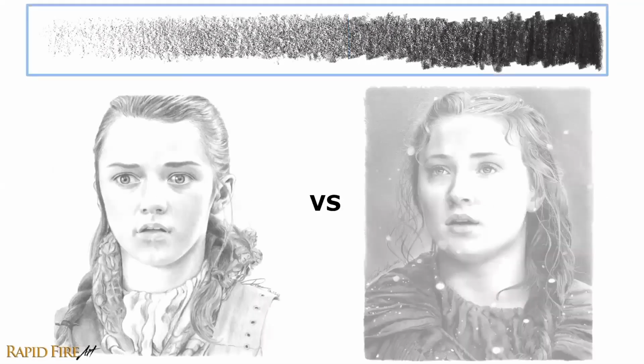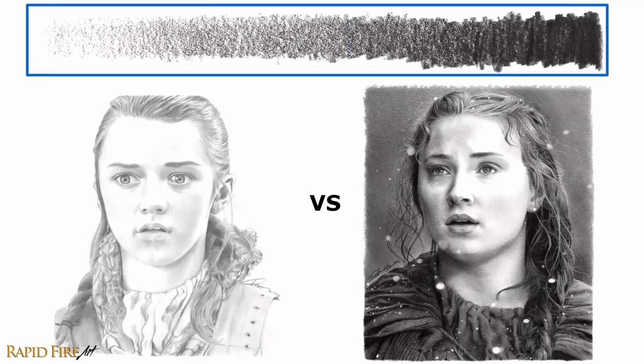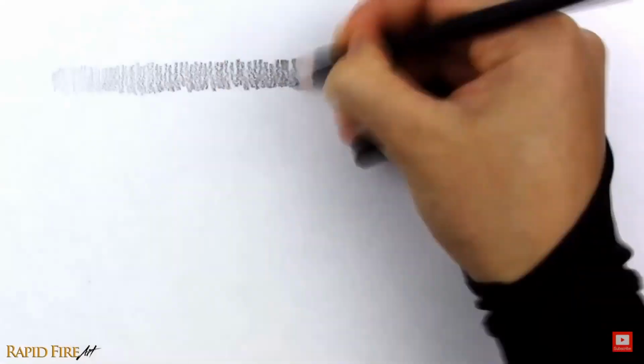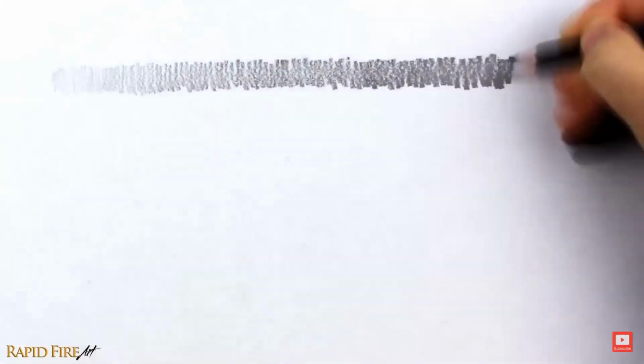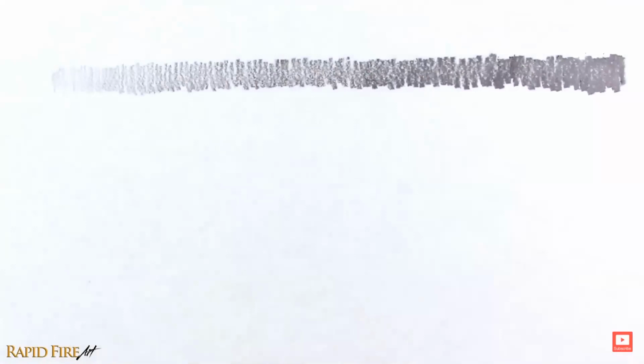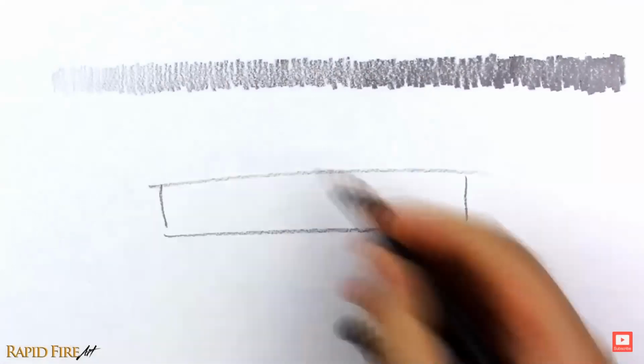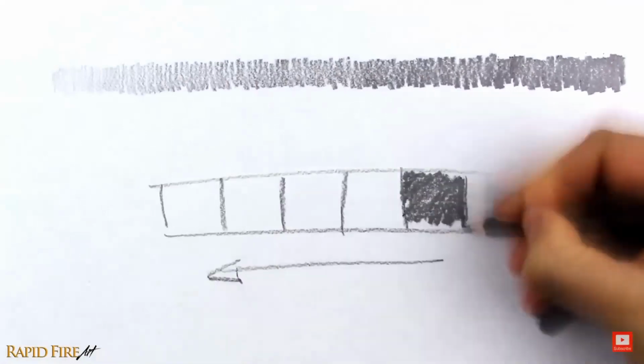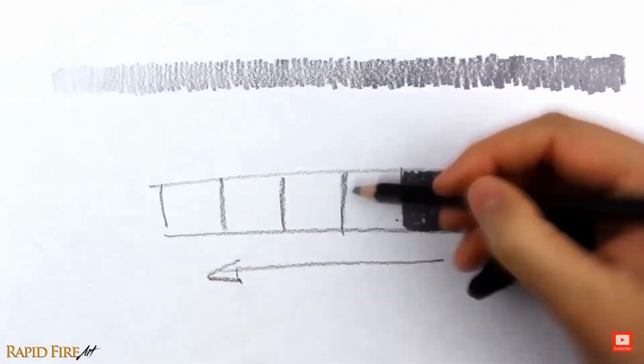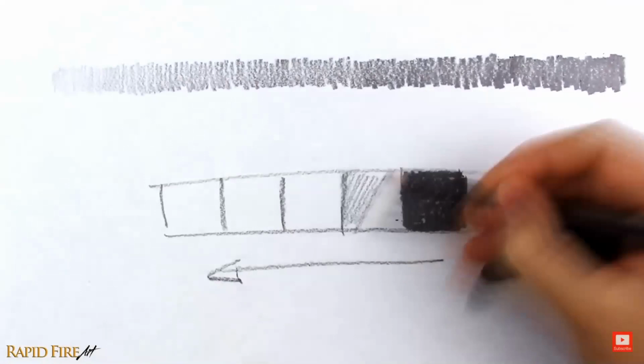To have good pressure control, practice shading from one end of your sketchbook to the other, while pressing harder and harder until the values get darker gradually. Another way to practice is to draw a long rectangle and divide it into separate squares. Fill the squares from right to left. Start with the darkest value you can possibly make, and work your way towards the lightest.